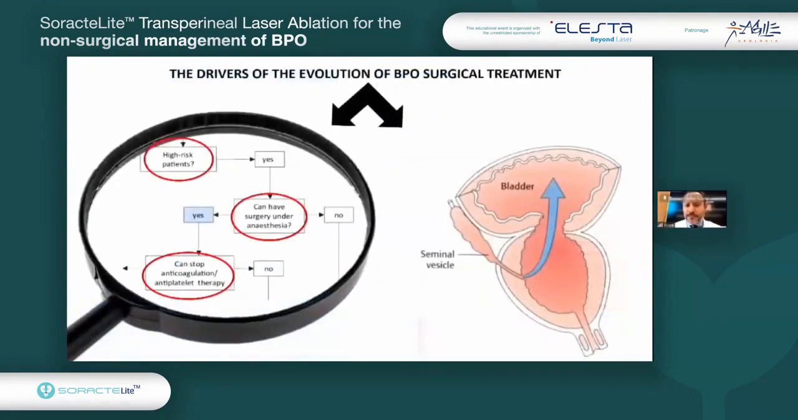So basically, what has moved the technique's evolution are mainly these three different categories. If the patient is a high-risk patient, if the patient can go under anesthesia and so undergo surgical procedures, and also if the patient may stop an anticoagulation or antiplatelet therapy. And also if the patient is young, or maybe if the patient just desires to spare the ejaculation. So these are the drivers that have mainly guided the evolution of the surgical treatment for BPO.